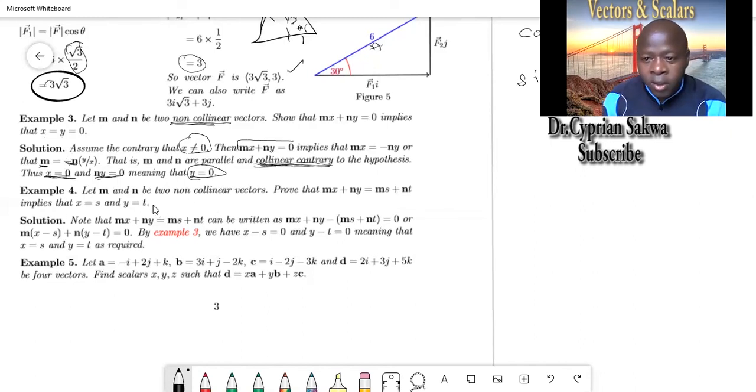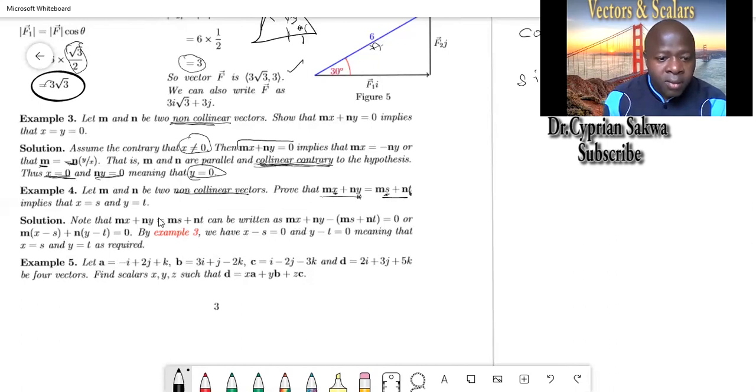Okay, let's look at another question and see how to prove it. Let m and n be two non-collinear vectors. Prove that mx plus ny equals ms plus nt will imply that x equals s and y equals t. That's what we want to prove. We want to prove that if this equals that, then x equals s and y equals t.